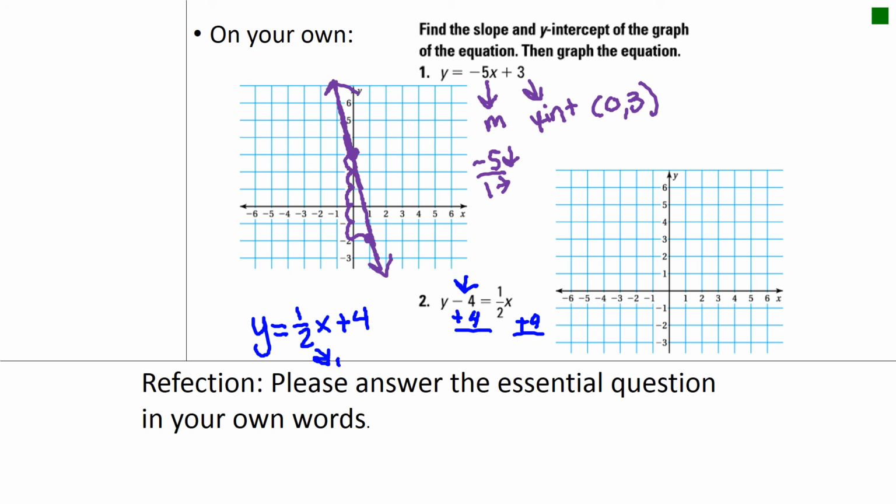So 1/2 is your slope. 4 is your y-intercept. So 0, 4 is where we're going to start. 0, 4, put a point there. Our slope tells us to go up 1, right 2. So up 1, right 2, put a dot there. Up 1, right 2, put a dot there. Up 1, right 2, put a dot there.